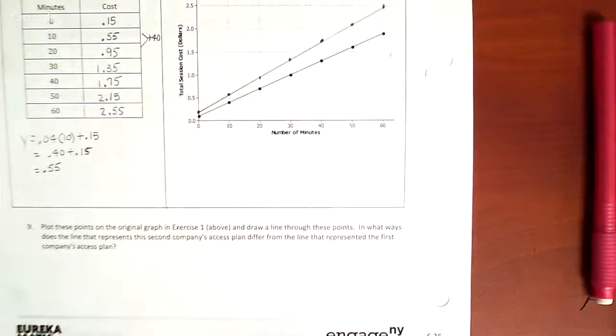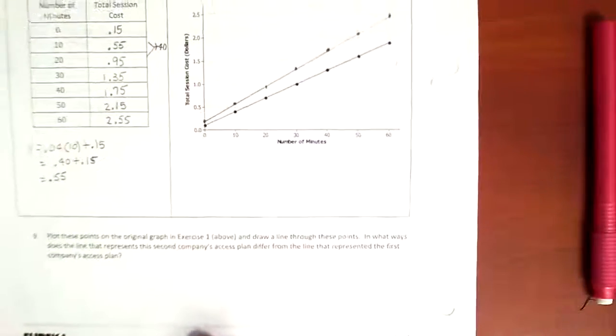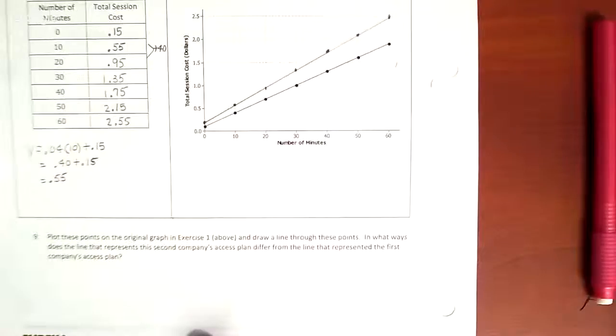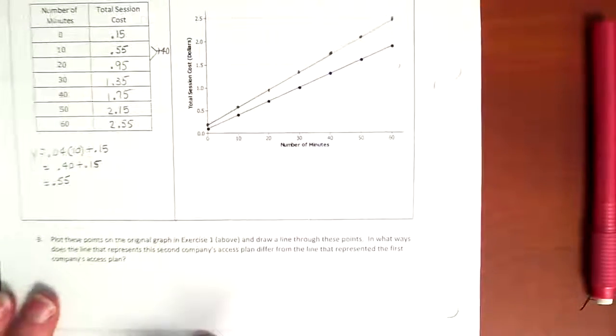plot these points on the original graph above and draw a line through these points. In what ways does the line that represents the secondary company access plan differ from the line that represents the first company? Well, the second company starts at a greater initial value.